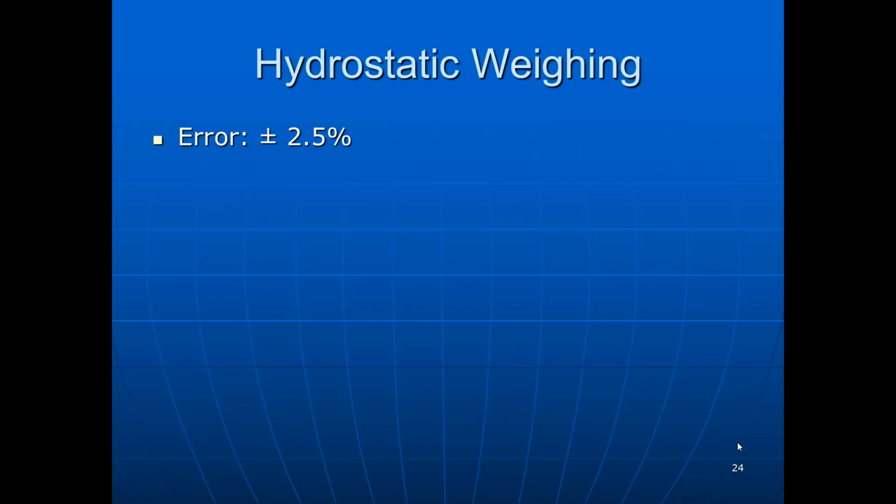So starting with hydrostatic weighing, the error associated with hydrostatic weighing is about 2.5%, which is actually pretty good when you think about it. Anytime you get below around 3% error, as far as percent body fat estimation, it's considered to be pretty good.